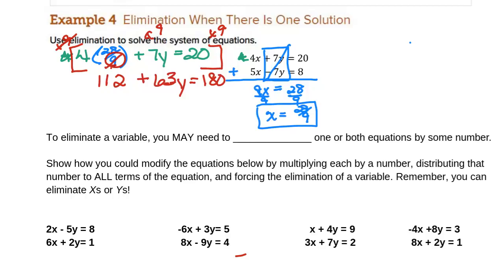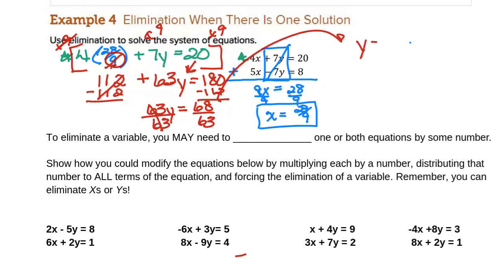All right? So I need to solve for y. I only have that y variable. So let's subtract 112. Subtract 112. 63y is equal to 68. Divide by 63. Divide by 63. 63's cancel out. And we have y equals 68 63rds. Can I simplify that at all? No, I don't think so.